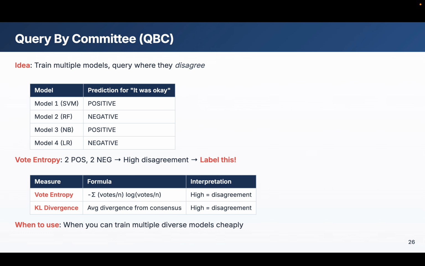Okay, the other method of getting the uncertainty is to get multiple models. Previously, a single model was giving you the uncertainty. Let's say you have 4 different machine learning models. Again, you don't need to know the details of these. The first one is SVM, then random forest, naive Bayes, logistic regression. You want to predict the sentiment. So 2 of them say positive, 2 of them say negative. Can you see that there is a good amount of disagreement between the different classifiers? So therefore, this might be a good example to label.